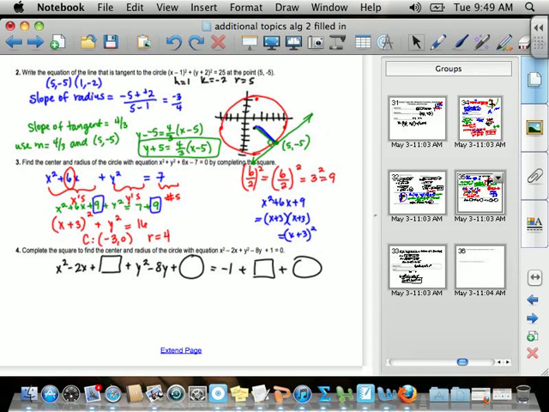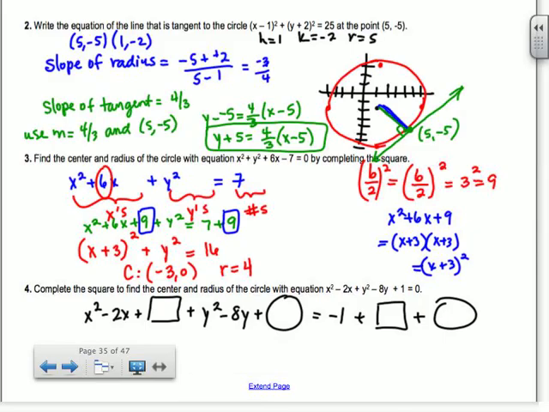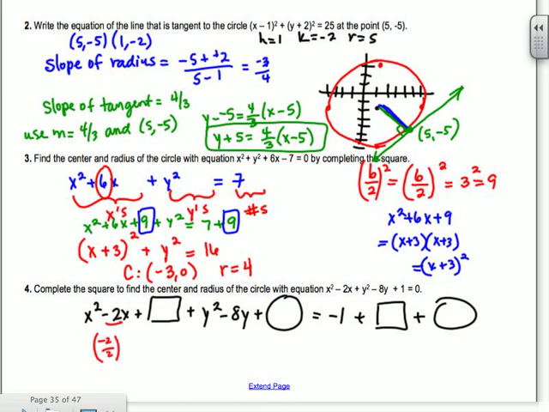All right, so you do your b divided by 2 squared. Now in this case you have two b values. So you're going to take your negative 2, divide it by 2, and square it. And you're going to get negative 1 squared, which is 1. That's what goes in this first little square. And we need to add it to both sides of the equation, so that's why I drew the squares on both sides. I'm trying to make this as easy as possible.